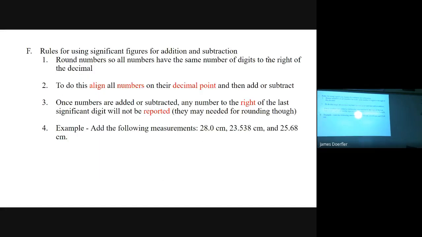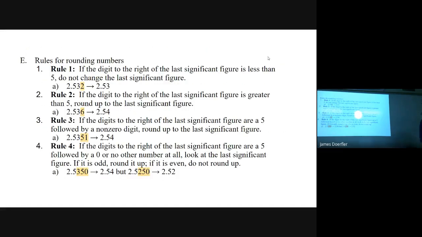Okay? Now, we're going to get into adding and subtracting later on. What I want to do is, again, would you mind going over to Mr. Hampton's room and asking for the sig fig worksheet?